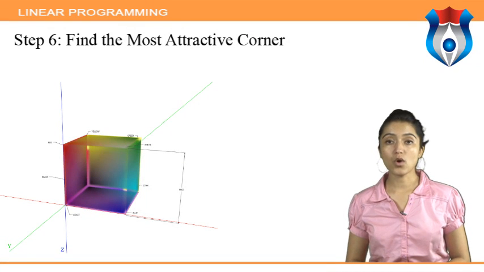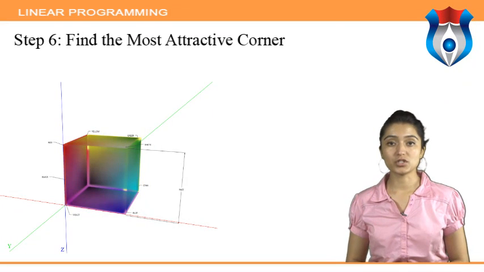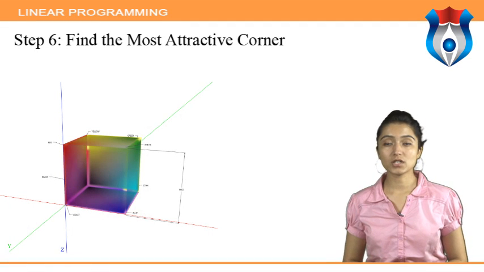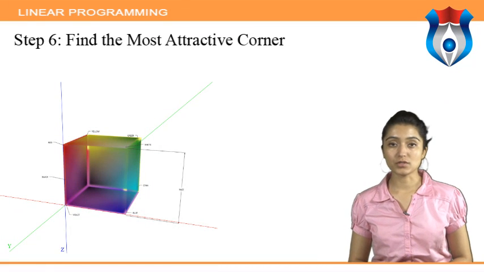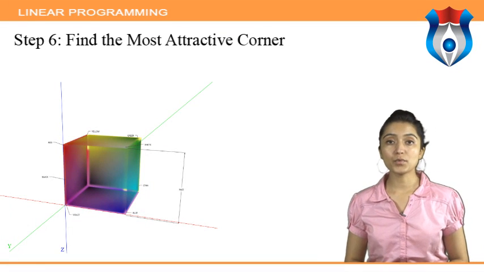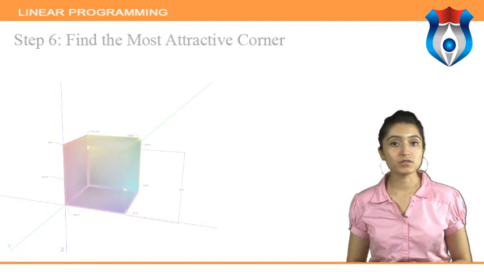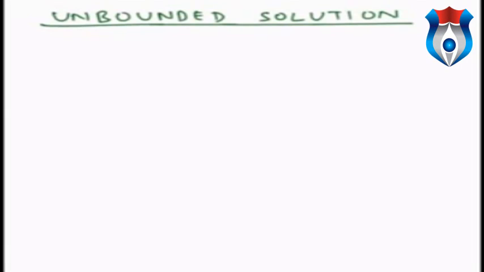Step 6. Find the most attractive corner. Optimal solutions always occur at corners. The most attractive corner is the last point in the feasible solution region touched by a line that is parallel to the two objective function lines drawn in step 5 above. When more than one corner corresponds to an optimal solution, each corner and all points along the line connecting the corners correspond to optimal solutions. Step 7. Determine the value of the objective function for the optimal solution.